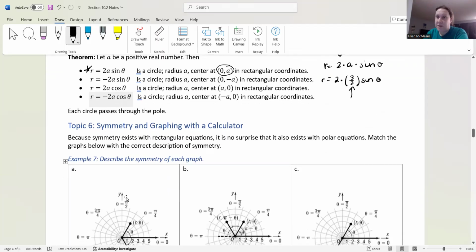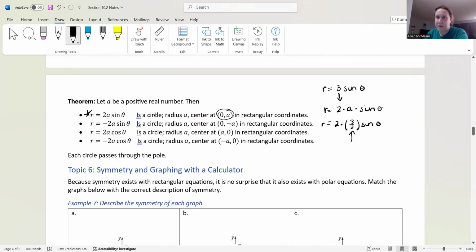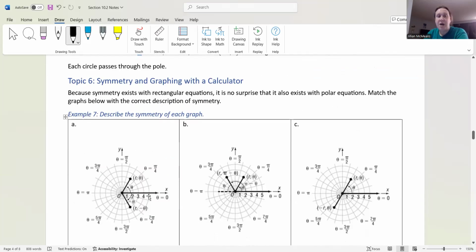Okay. So let's get to topic 6. And really, sorry for the tongue-tiedness. I think I said, what do you multiply to get a 3, not a 2? I had it all backwards. But anyway, so for topic 6, we're going to talk about symmetry and graphing with a calculator.